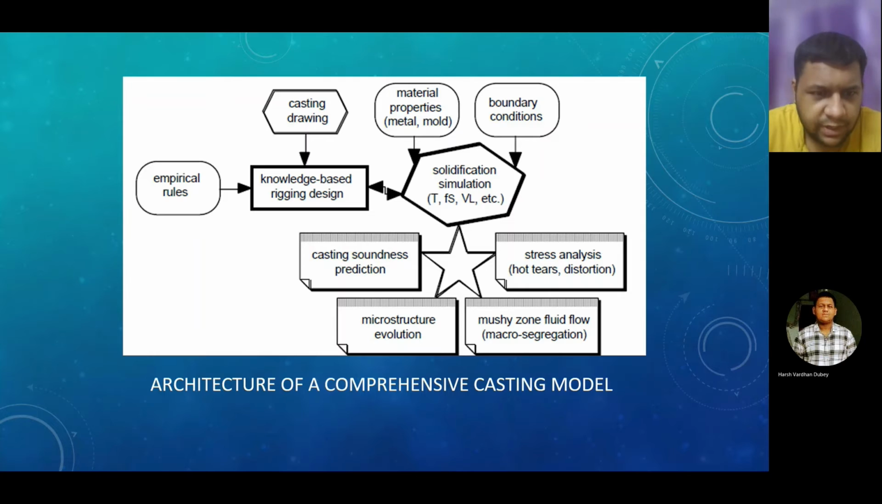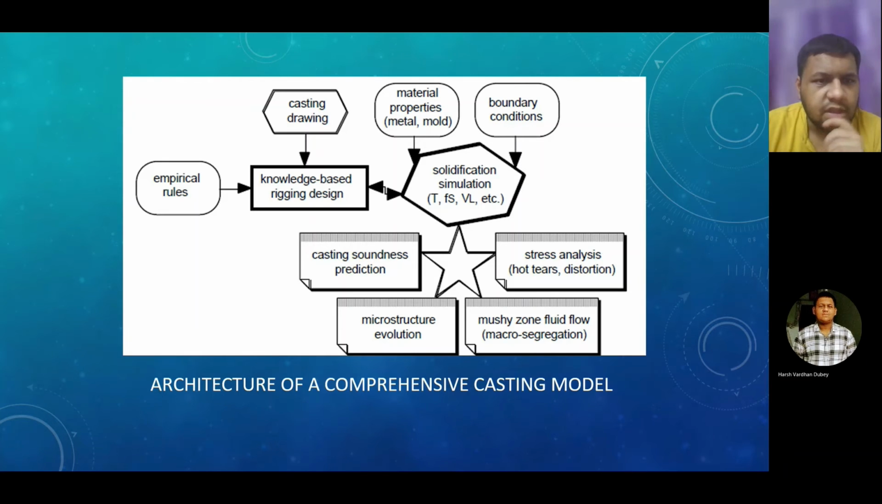This is the architecture of a comprehensive casting model. There are some empirical rules that we put into a knowledge-based design based on theoretical knowledge. We incorporate into this the drawing of the casting that we need. We also incorporate the material properties and the boundary conditions that we can analyze. What this leads us to is the solidification simulation, and what solidification simulation can give us is the stress analysis, the fluid flow analysis, the evolution of the microstructure, and the prediction of the soundness of the casting.